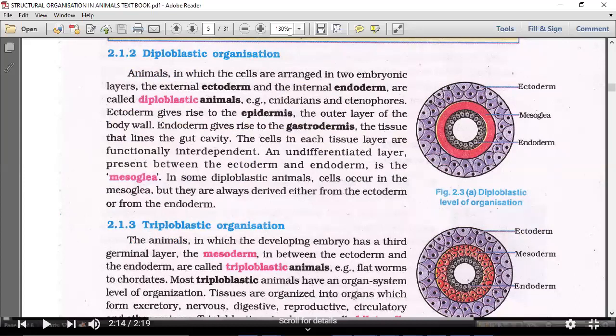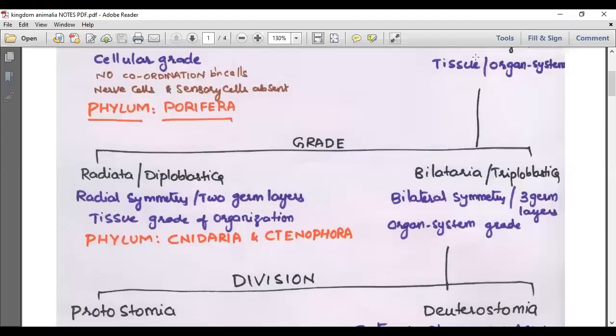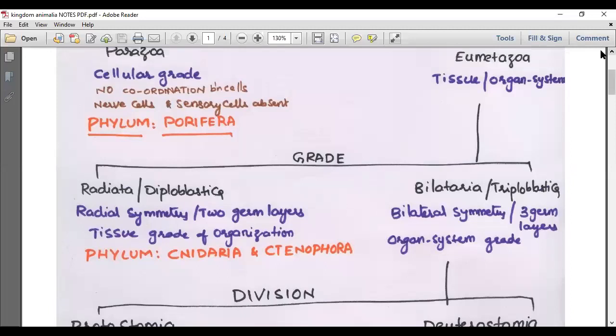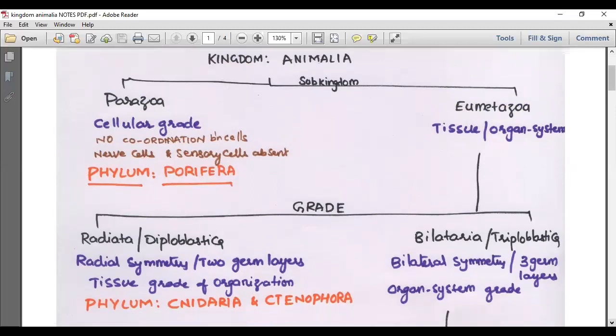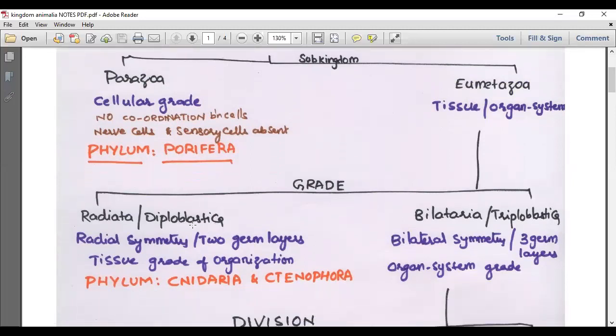The kingdom Animalia chart is going to be a must for us. So I'll open that kingdom Animalia chart also. See, once again, kingdom Animalia is classified into two subkingdoms, subkingdom Parazoa and subkingdom Metazoa. We have completed cellular grade in subkingdom Parazoa with phylum Porifera, and tissue grade in case of grade Radiata, Diploblastica, and organ grade and organ system grade, both we will find in case of Bilateria or Triploblastica. Now we are here, Diploblastica.